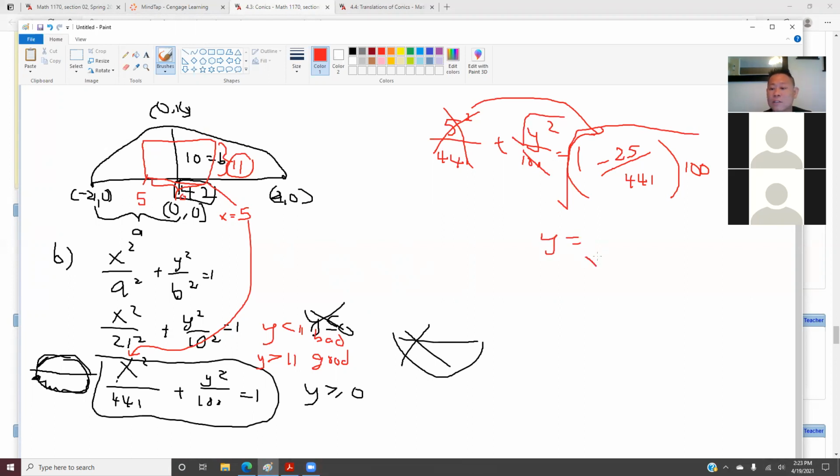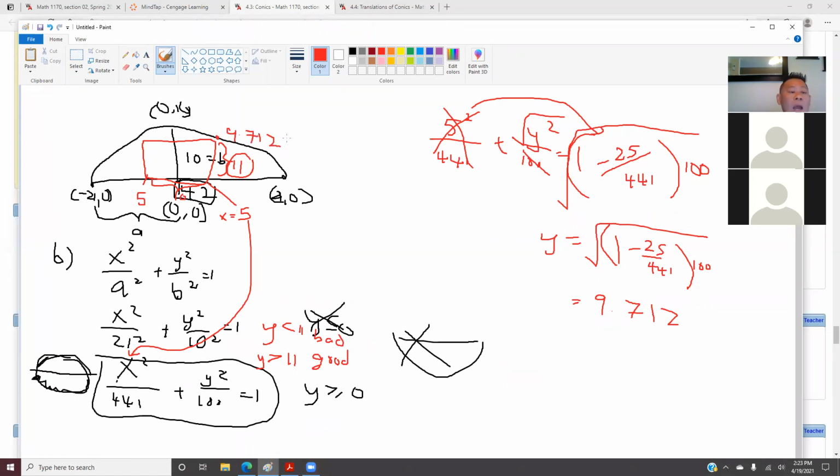So this is the square root of 1 minus 25 over 441 times 100. So you can find what this value is. Square root of 1 minus 25 over 441. Make sure you use your fraction button here. And then close your parentheses, multiply by 100. So this will come out to be 9.712.